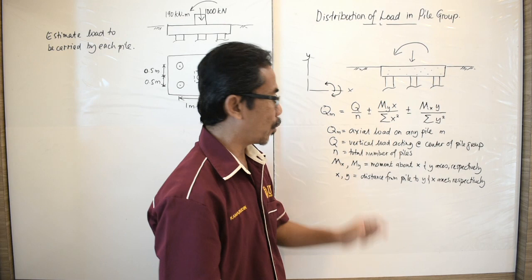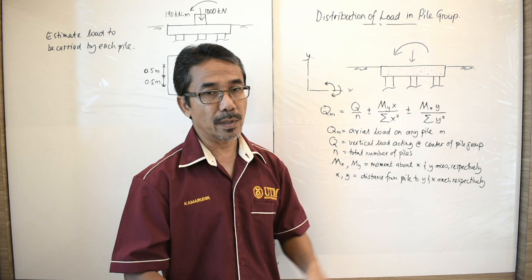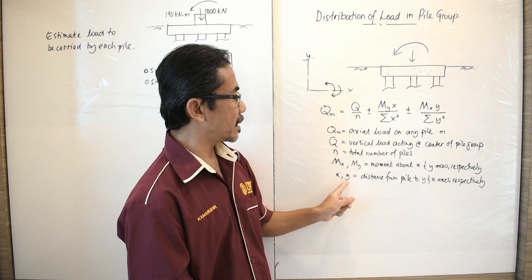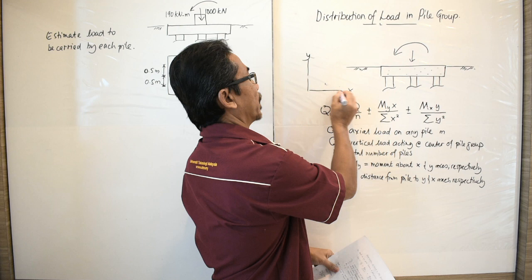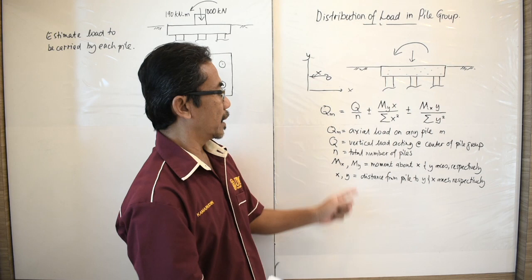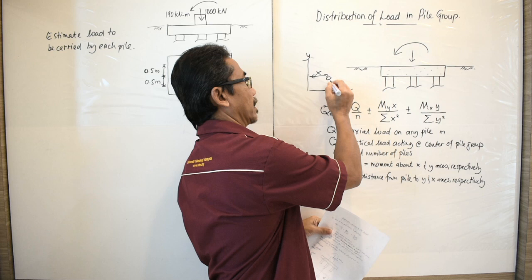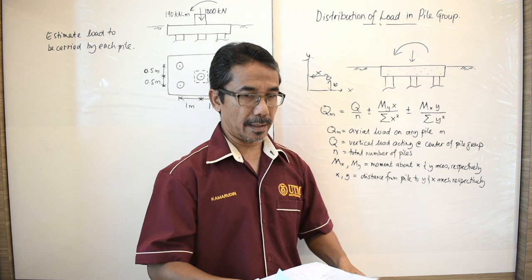In calculating the load to be carried by each pile, we have to establish the coordinate system, the normal XY system. And then x and y here: x is the distance from pile to y axis, and y is the distance from pile to x axis. Previously we had moment, now we have distance. Let's say the pile is located here. This is the x distance, measured from y axis, and here y is measured from x axis. So x and y are the distances from pile to y and x axis respectively.